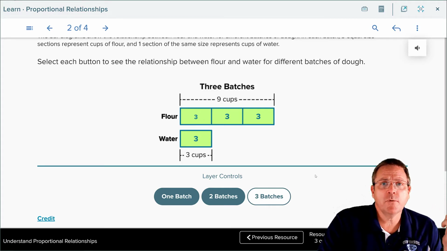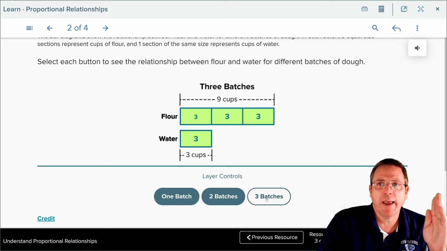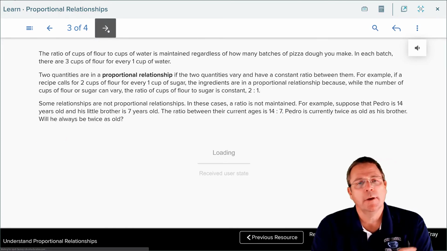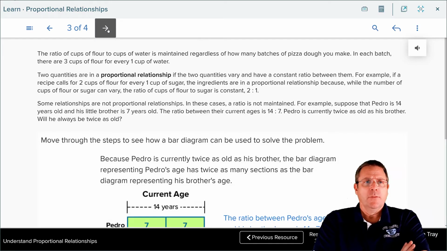These are examples of proportional relationships. Whether you do 1 batch, 2 batches, or 3 batches, you have to have the same exact ratio between the ingredients. The ratio of cups of flour to cups of water is maintained regardless of how many batches of dough you make. In each batch, there are 3 cups of flour for every 1 cup of water.